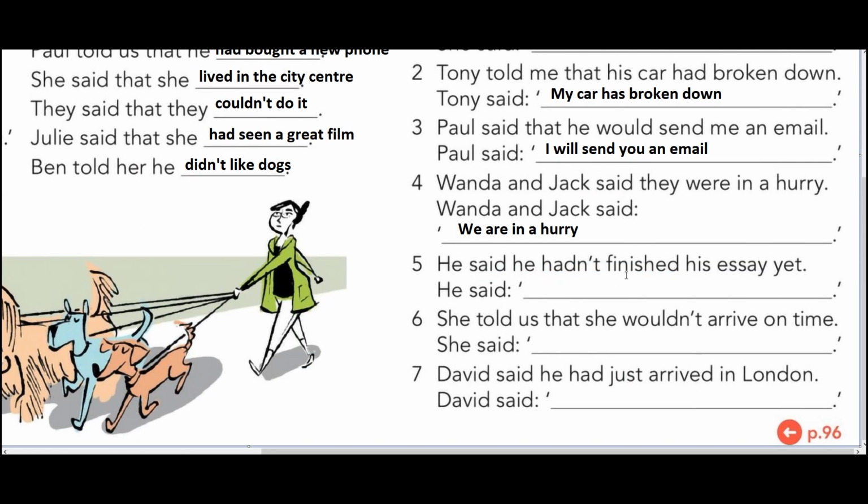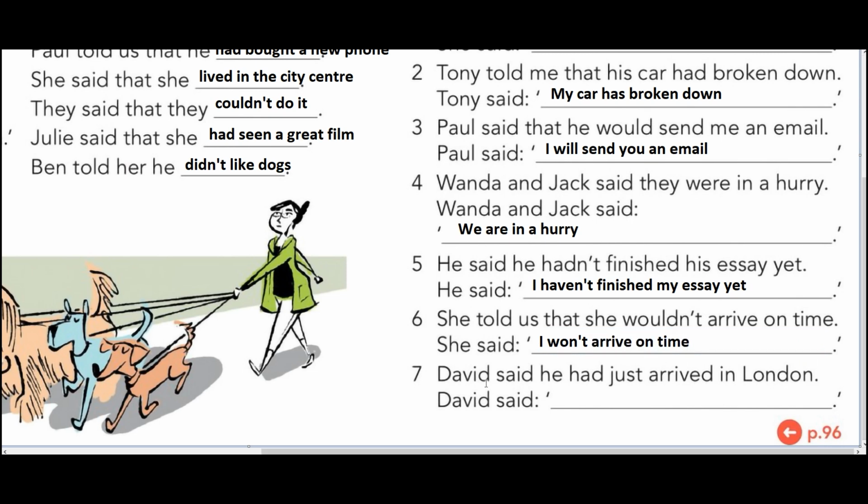He said he hadn't finished his essay yet. Remember that with this word yet, we often use the present perfect. So it will be something like that. He said, I haven't finished my essay yet. Number 6. She told us that she wouldn't arrive on time. So she said, I won't arrive on time.